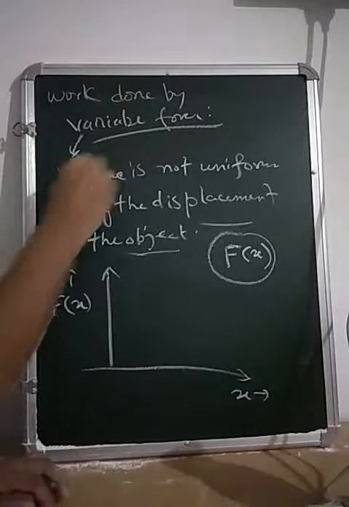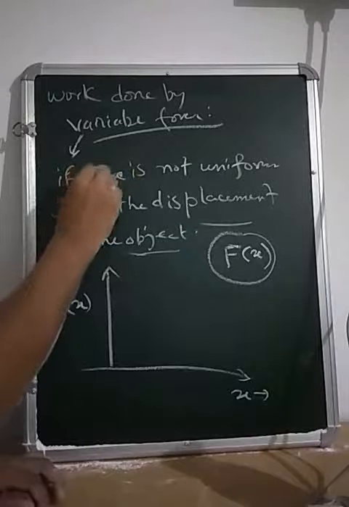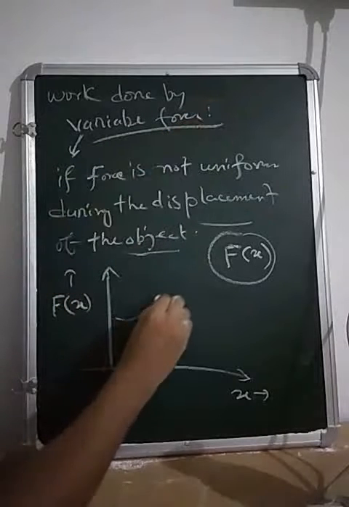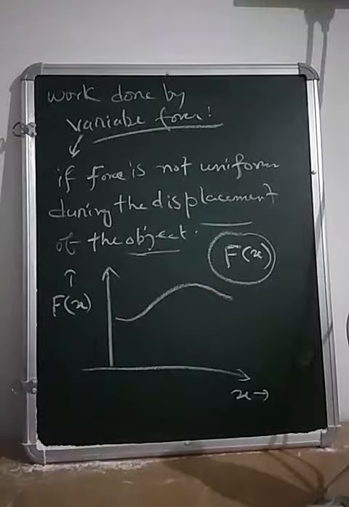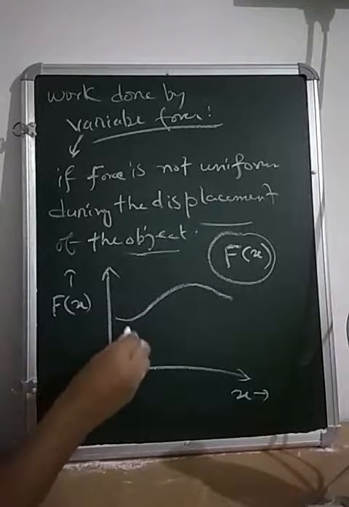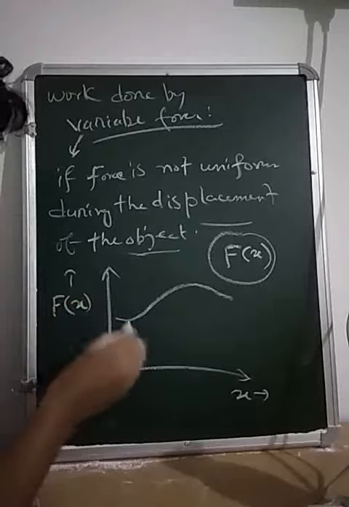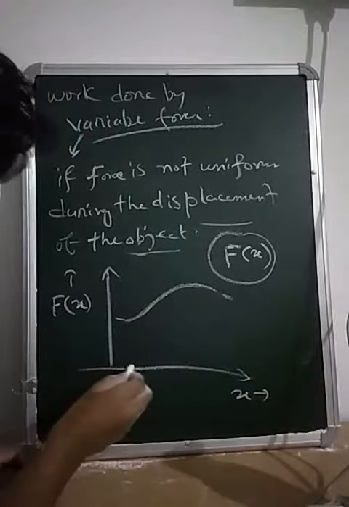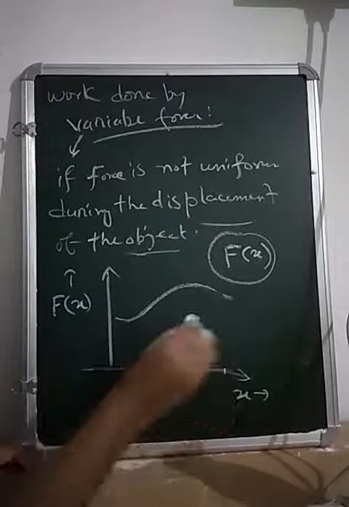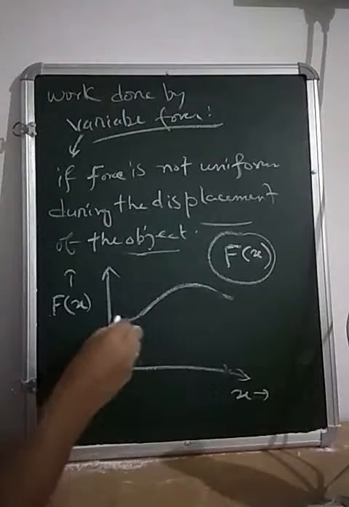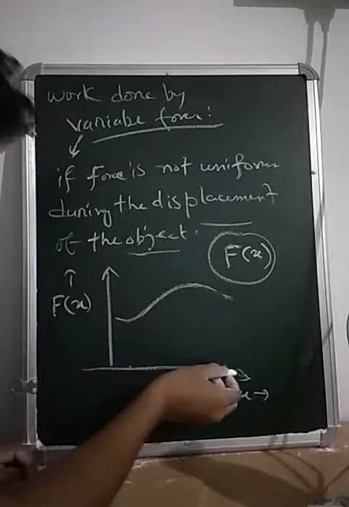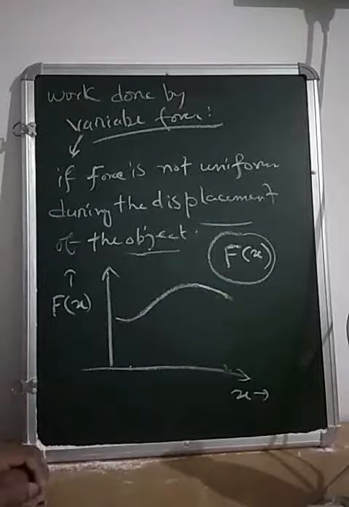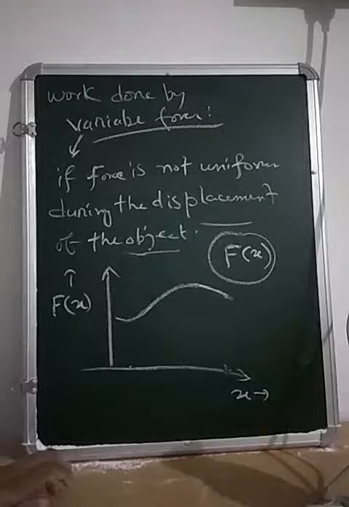So the earlier case was constant force. In case of variable force, what do we get? We get a curve like this. That is, force is not uniform during the displacement of the object. We see in the curve that force is not uniform during the displacement of this object. So this is called variable force.